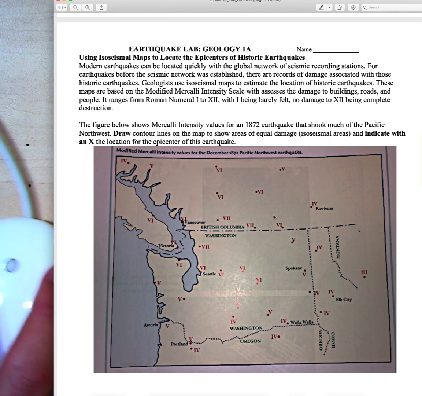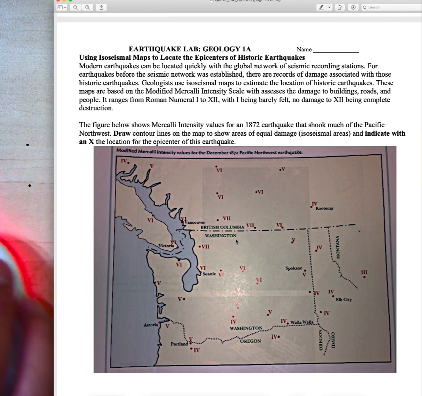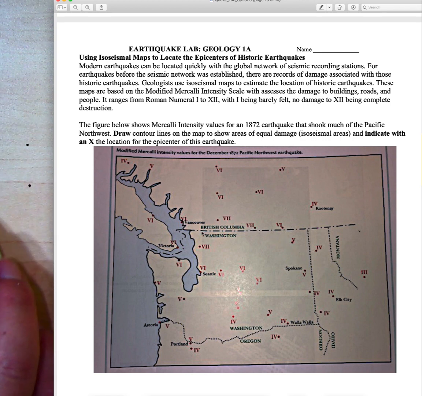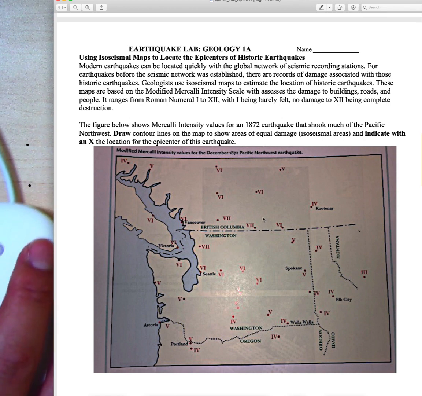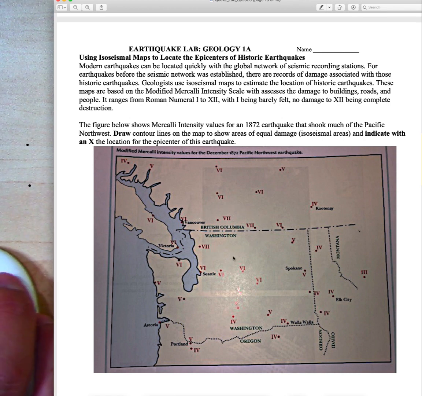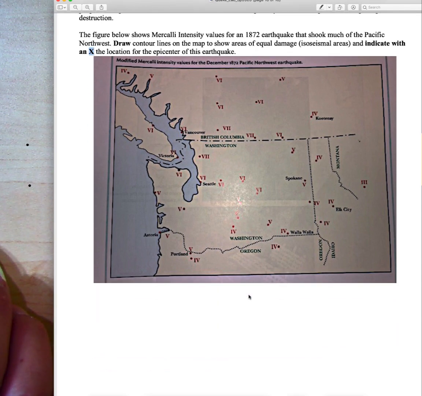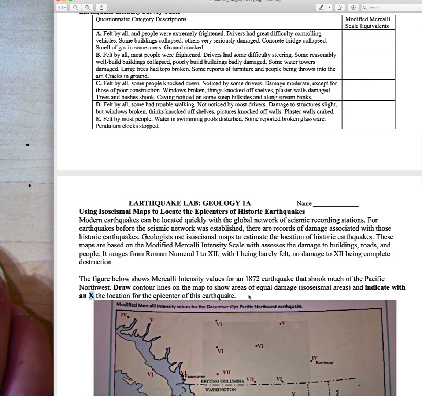So for example, they've already given us the intensities here. So you can see that you got some 6s here. That might be the highest. Oh, here's a 7. So you might draw an isoseismal around here, which means the epicenter is going to be somewhere in this region here. So you would mark that with an X. And then that would be it. So that's the end of the lab here.